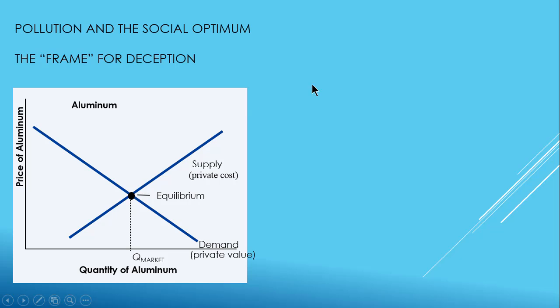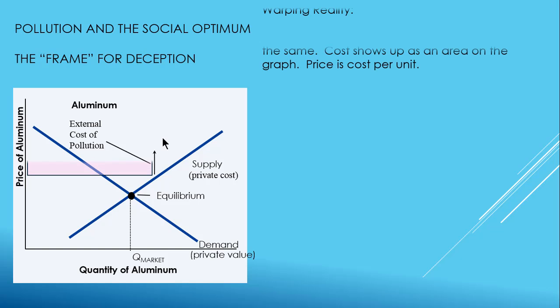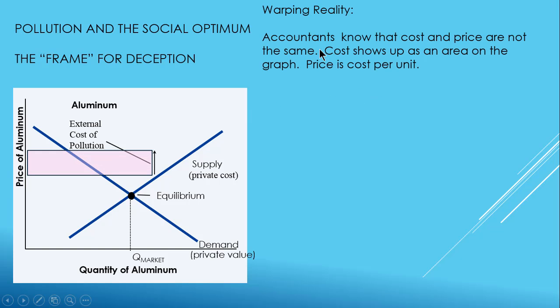This is my frame. So starting from this goofball frame, they throw in, if we've got pollution, there's this thing called the external costs, and they draw this little arrow like that. However, we have already distorted reality. Accountants know that cost and price are not the same. Costs show up as an area, and price is a cost per unit. And like they said, this is supposed to be price. So any measure in the vertical, like this arrow, is supposed to be a price or a cost per unit. So this is not the cost of pollution. This is the cost of pollution, and this would be the cost per unit. So they're really not using their model properly.